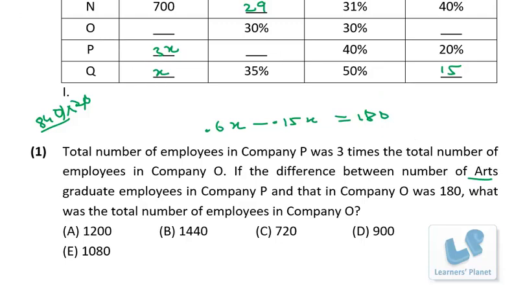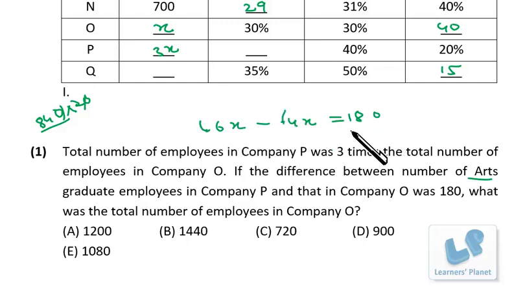I'm sorry, they are talking about company O. So by mistake I have written this over here. So that's wrong. I'm sorry. So actually this is x. 30, 30, 60. So this is 40. So arts graduate in company P, 20% of 3x, that is 0.6x, and arts graduate in company O is 0.4x, right? So that is 180.